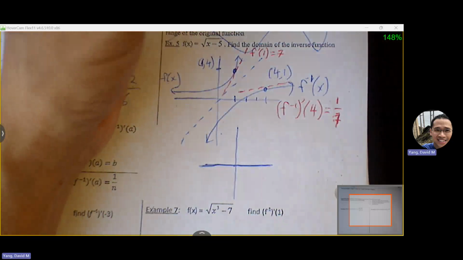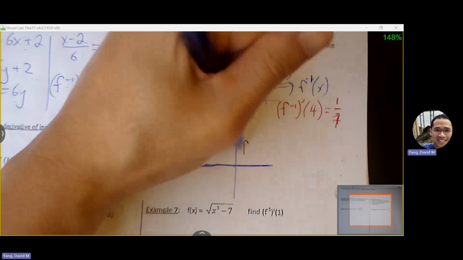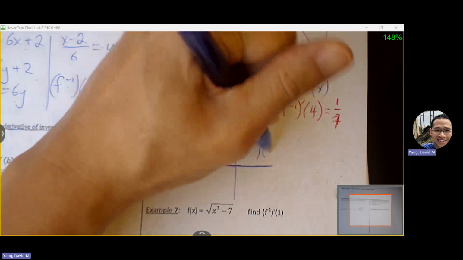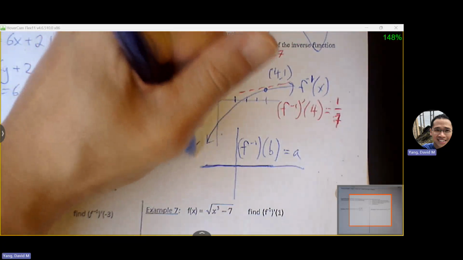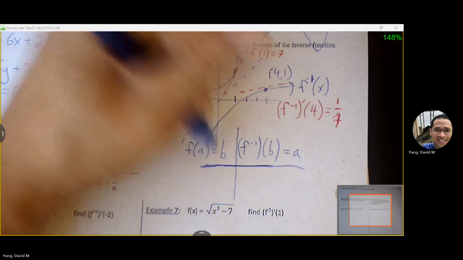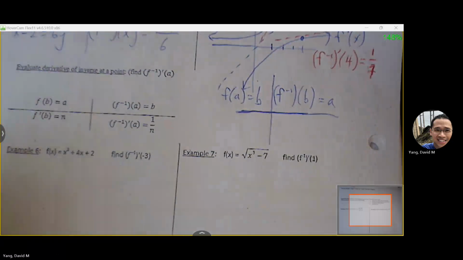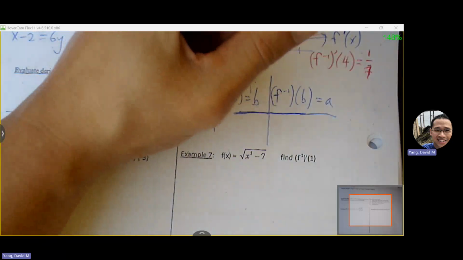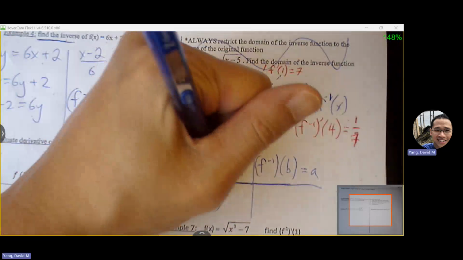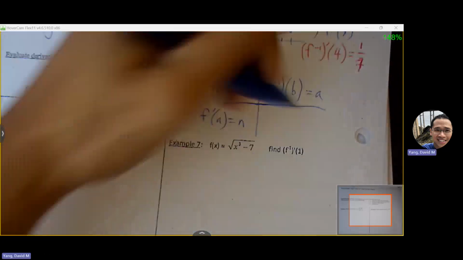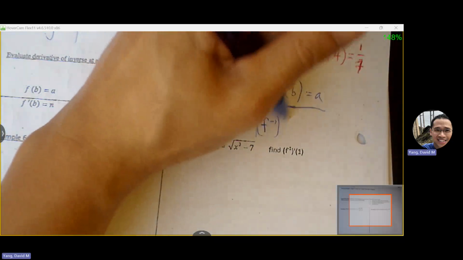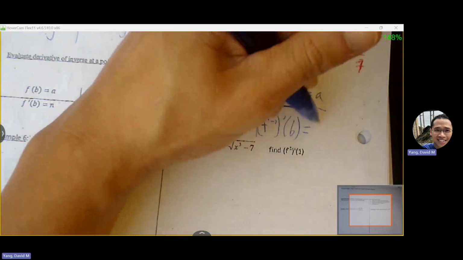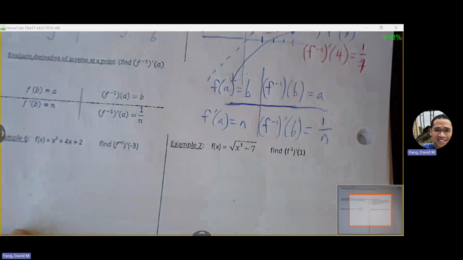Let's say f inverse has an ordered pair of b comma a. That means the f function will have an ordered pair of a comma b. And if I can find f prime of a, the slope of the f graph at a, let's say it's equal to n, then I can say that the derivative of f inverse at b must be equal to the reciprocal of n, which is 1/n.